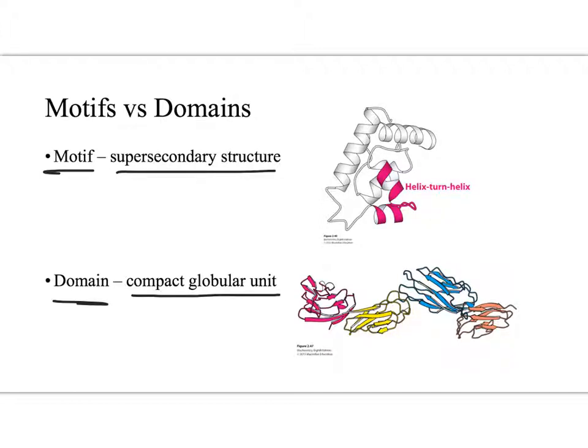So remember the supersecondary structure, one example is, in this case, an alpha turn alpha, or helix turn helix. In some proteins, you're going to end up with these repeating regular structures that are present, and in others, you just have compact units coming together. They're just folding into these compact regions that don't necessarily have any regularity associated with them.